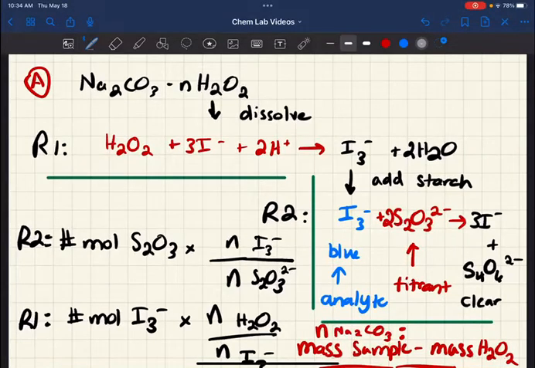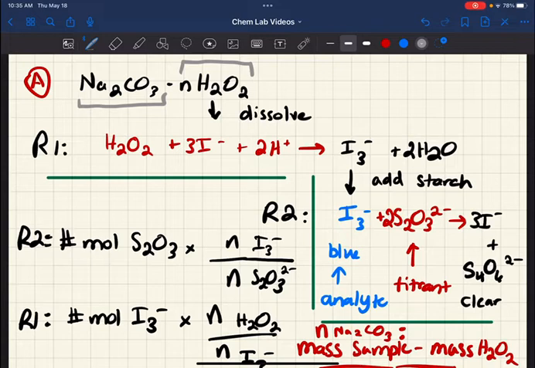Okay, so the first part of the experiment is going to be titration, so the context we just discussed. We're going to be starting with a sample of sodium percarbonate. Normally, this Na2CO3 would just be called sodium carbonate, but when it has peroxides attached, we call it sodium percarbonate.